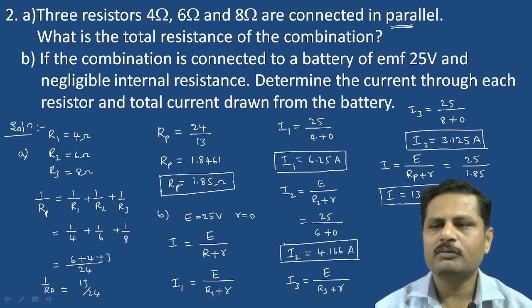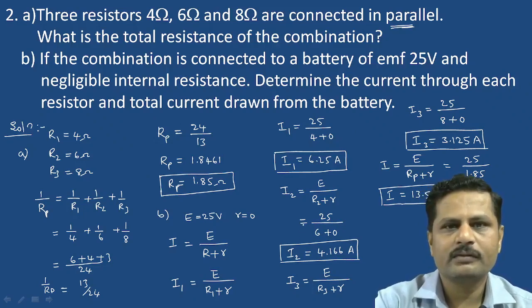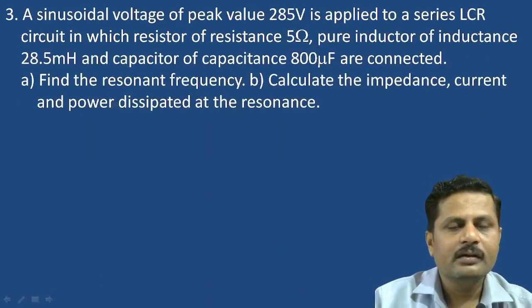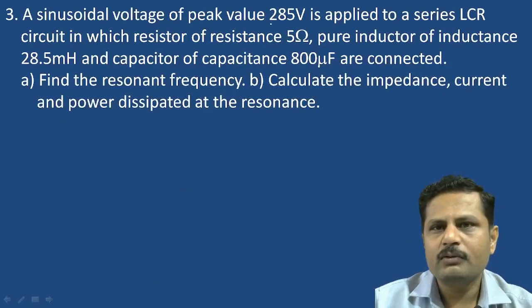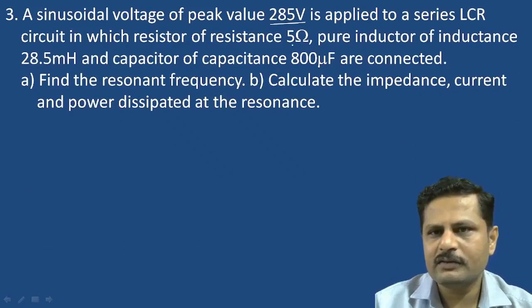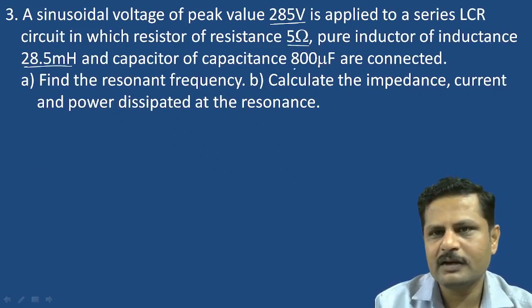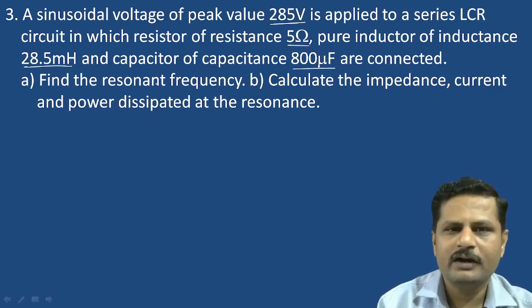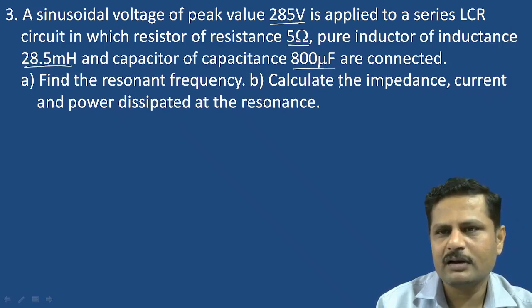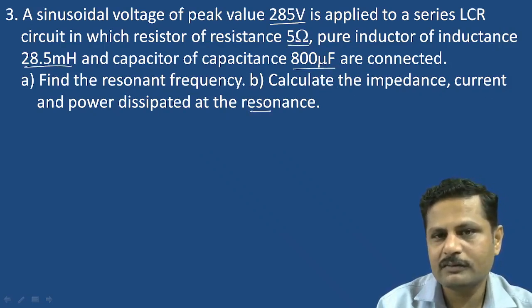Okay, let's move to the next question. A sinusoidal voltage of peak value 285 volt is applied to a series LCR circuit in which a resistor of resistance 5 ohm, a pure inductor of inductance 28.5 millihenry and a capacitor of capacitance 800 microfarad are connected. Find the resonant frequency and calculate the impedance, current and power dissipated at resonance.